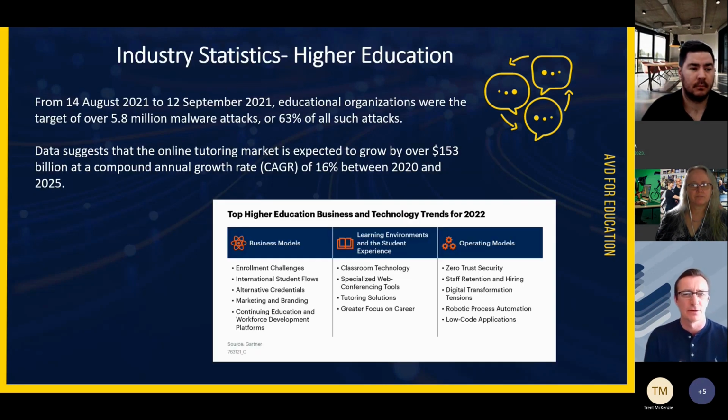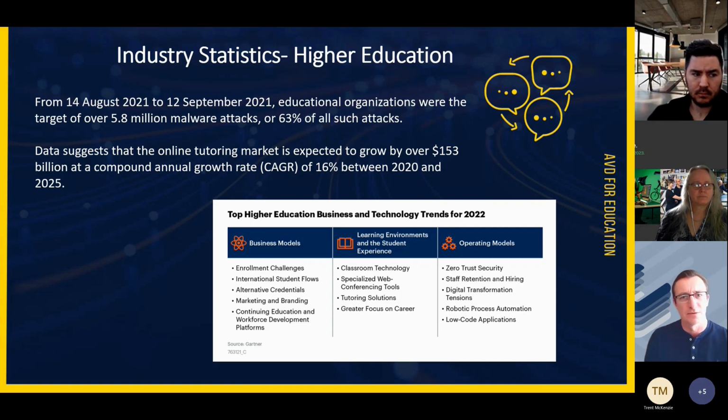Thanks. Some of the stats there again from our friends at Gartner, right? Interesting that malware is something that's still very prevalent in the education sector, and that's something we need to consider, like the security around these systems and how we maintain them. But probably not surprisingly is the amount of growth we're seeing in that online tutoring, right? Huge growth in that sector and predicted to continue well past 2025.